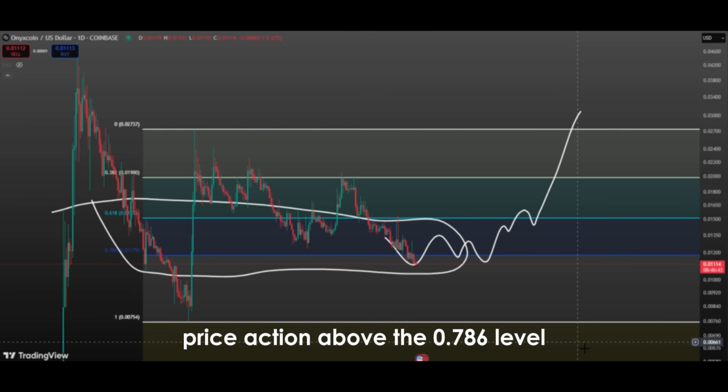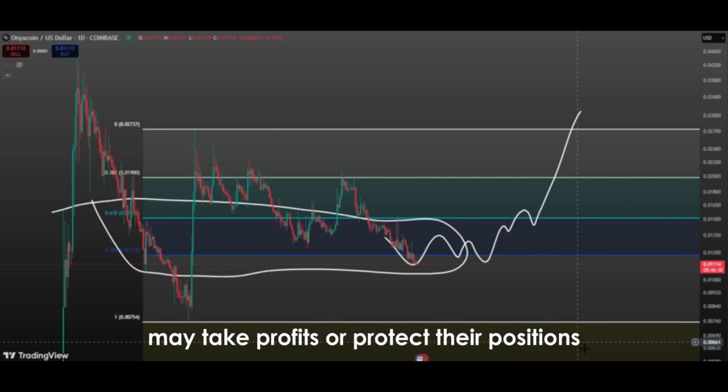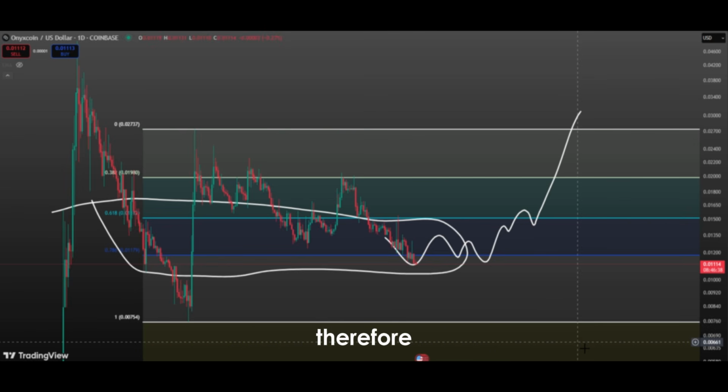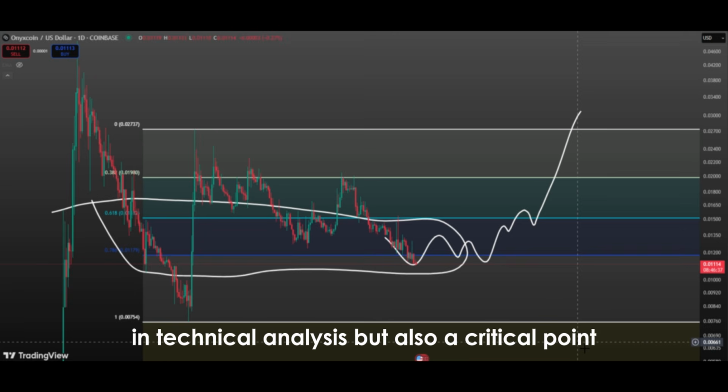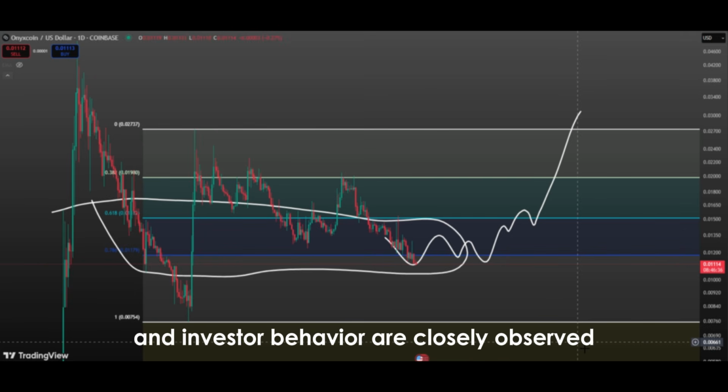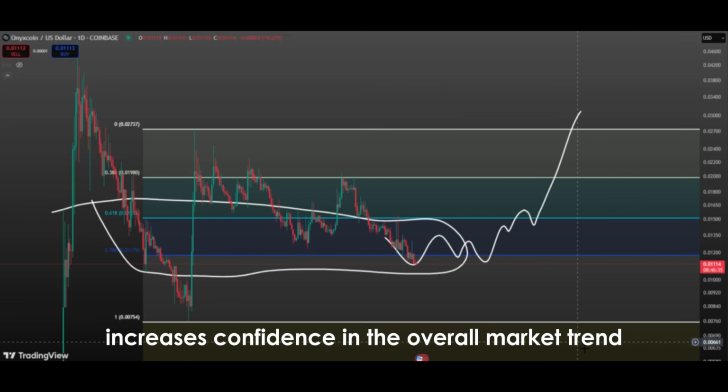Price action above the 0.786 level demonstrates to market participants that the trend is strong and that upward momentum may continue. A reversal from the 0.786 level also reflects the interaction of resistance and support levels. A bounce or pullback at this level directly influences the positions and psychology of market participants. Traders taking positions here adjust their risk management strategies, may take profits, or protect their positions. Therefore, the 0.786 level is not only a mathematical ratio in technical analysis, but also a critical point where market psychology and investor behavior are closely observed. The potential for a bounce from this level increases confidence in the overall market trend.